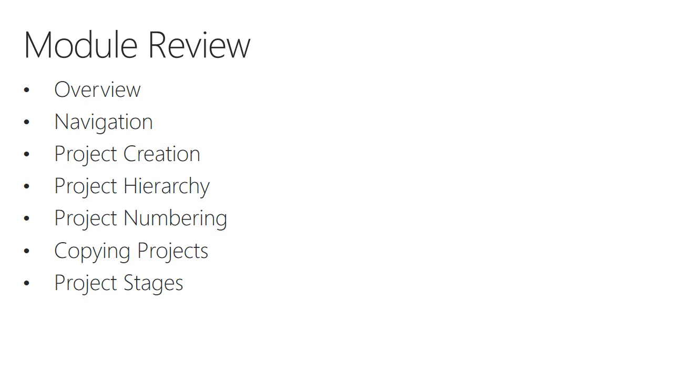Then the final two were copying projects. So an easy way of streamlining your creation process is to create templates. So we showed you how to do that and how to flag a project hierarchy as a template. And then finally we looked at the project stages, which you have your 5 core stages, and then there's 3 user-defined stages that you can define yourself.